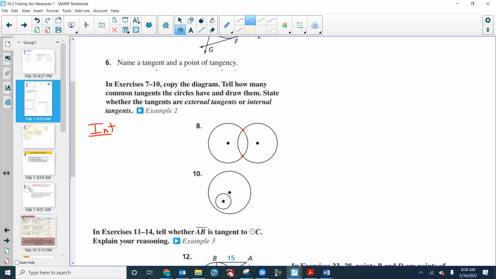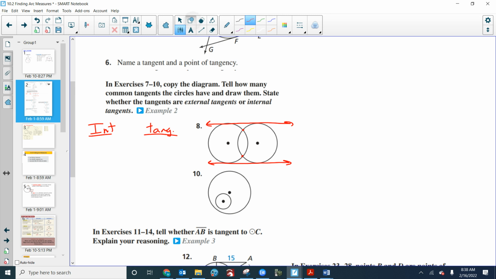Now, the second type of question you're going to be asked is about tangents. There are two types of tangents: internal and external. We didn't draw them in on every example yesterday, but let's do that right now. On these ones, are there any internal tangents? For number 8? No. But there are 2 external tangents.